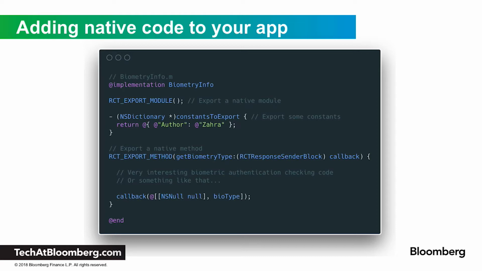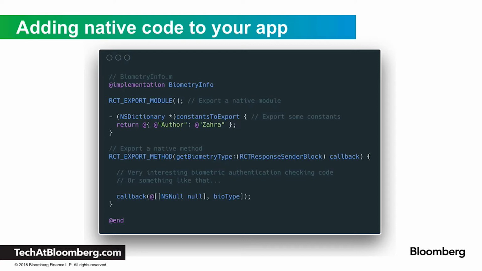But what's going on here? Don't worry, I will explain everything. So we have an implementation file for our module, as is mentioned at the top. With any Objective-C code that we want to export as a module, we just use this macro, RCT_EXPORT_MODULE. That just means, I'm a module, React Native, look at me.